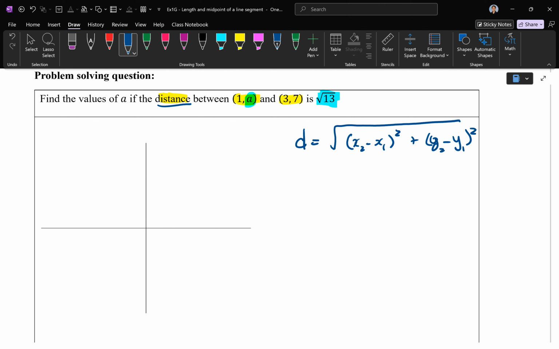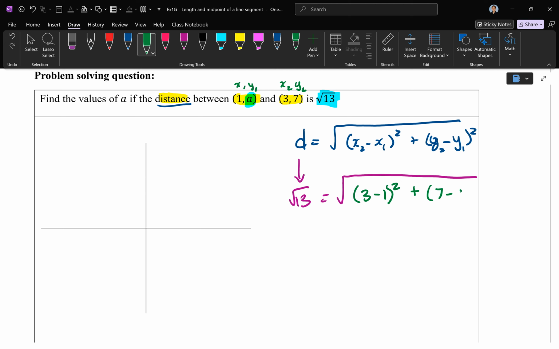Let's fill in the points. I already know the distance. They told me it's root 13, which is equal to the square root of x2. It doesn't matter which one you pick, but I like to stick to the chronological order. So my x2 would be 3, so I have now 3 take away 1. Plus, well now y2, this is where you have to be comfortable with having a parameter. So it'll be y2, which is 7, take away a, which is y1, and then you square. Let's simplify it, and then you tell me what to do next, okay?